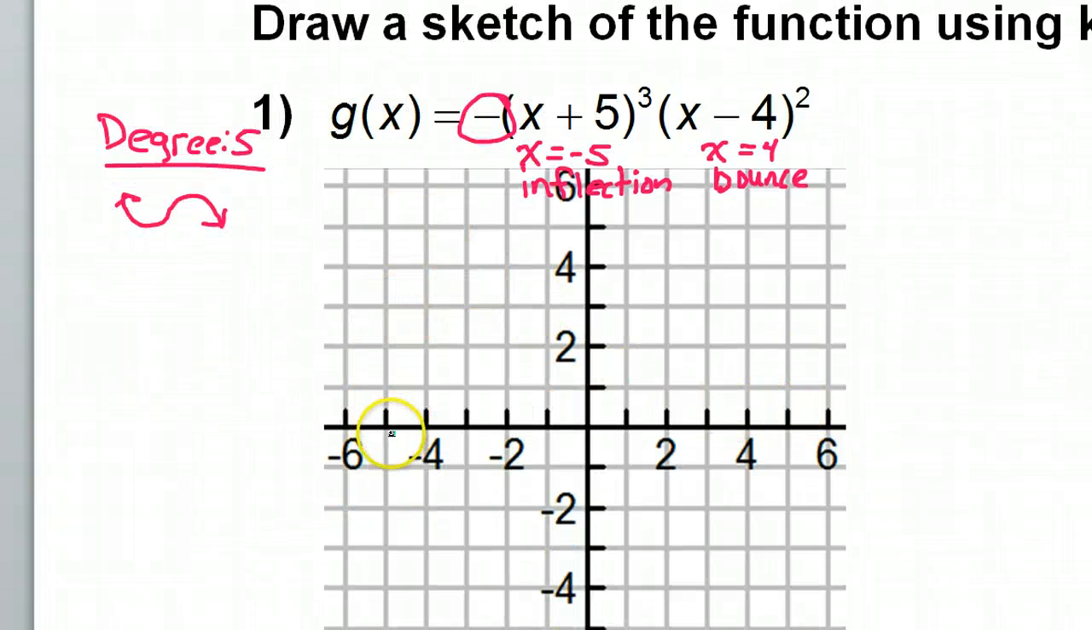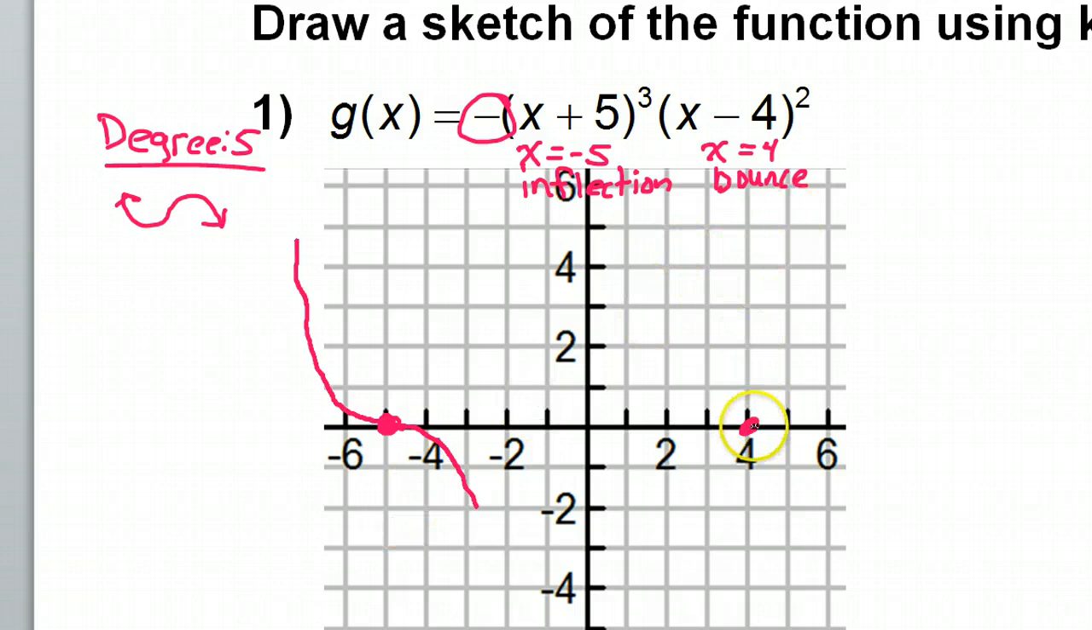Okay, so first of all, here's my negative 5, and here's my positive 4. So I need to come in and do my inflection, which again is sort of like half of a parabola coming this way. And then I do my other half of my parabola going out the other way. So there's my inflection.